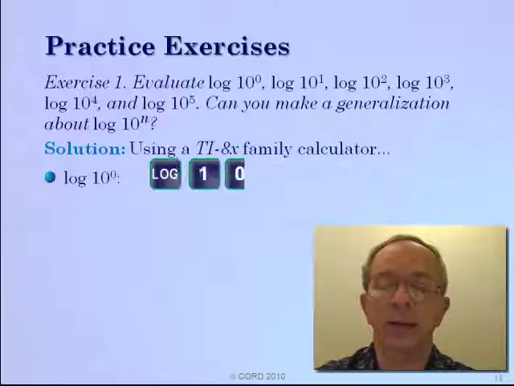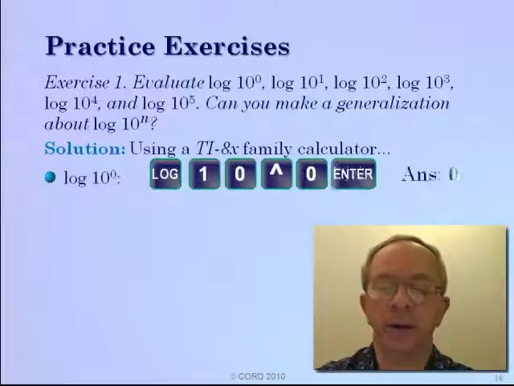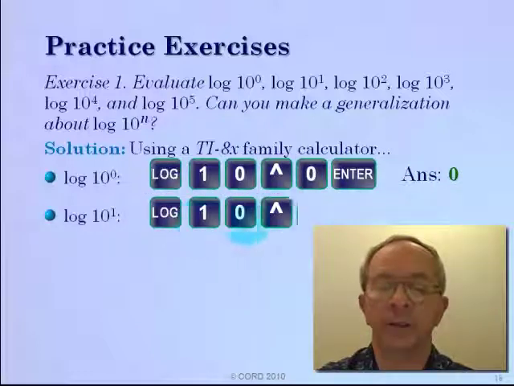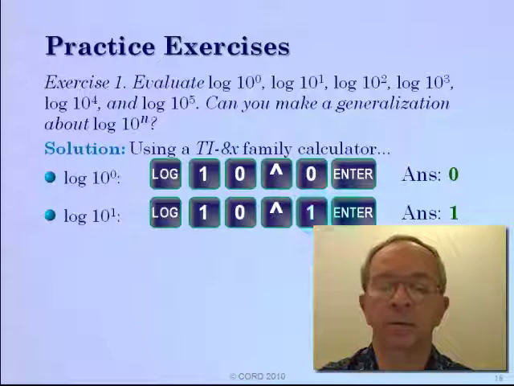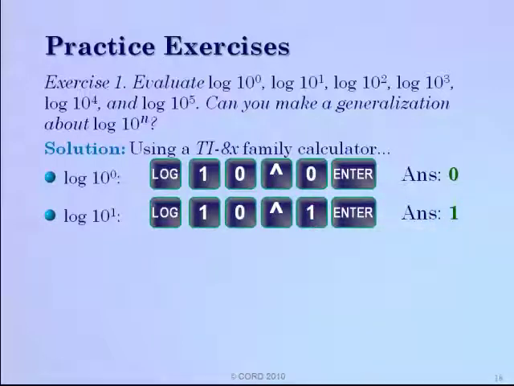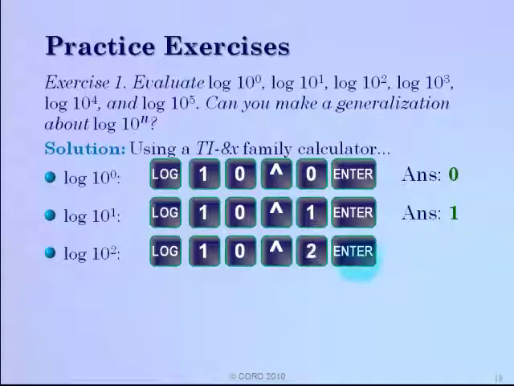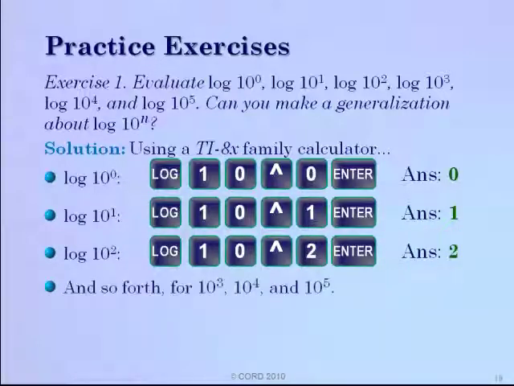Well, using a TI-80 series calculator, you've already seen how to enter the log of 10 raised to the 0 power. Enter that, your answer is 0. Log of 10 raised to the 1 power, and you get back 1. Looks like the calculator's working right, doesn't it? Log of 10 raised to the 2 power, and you get 2. And so forth. I don't think we need to do any more. You understand what's going on.